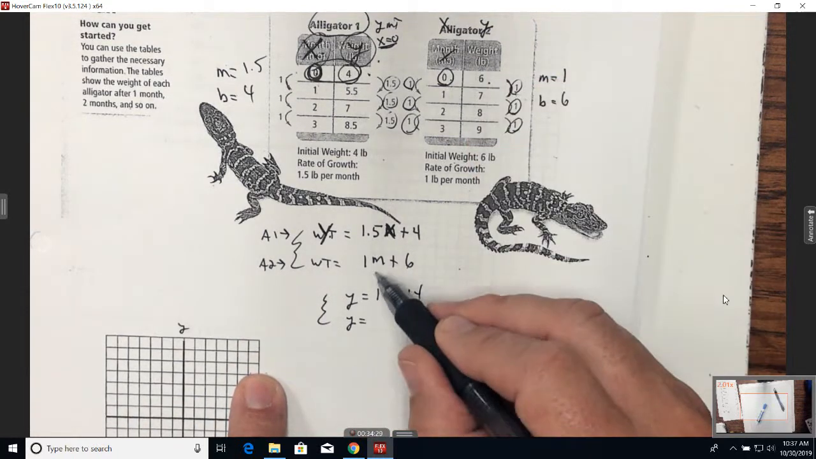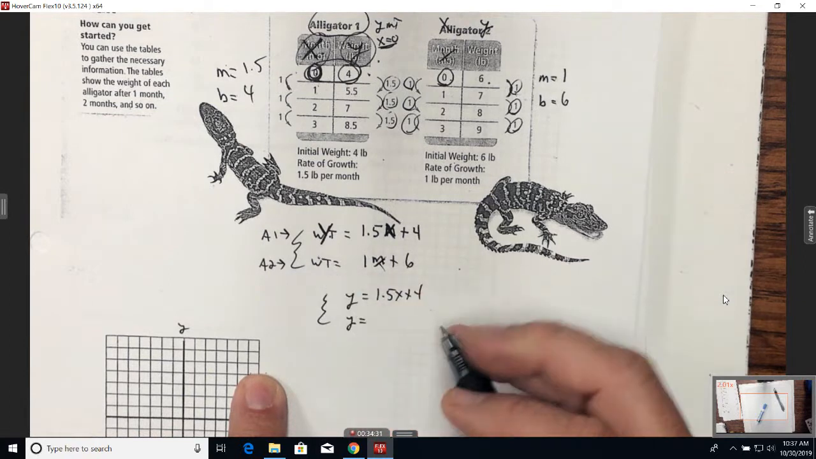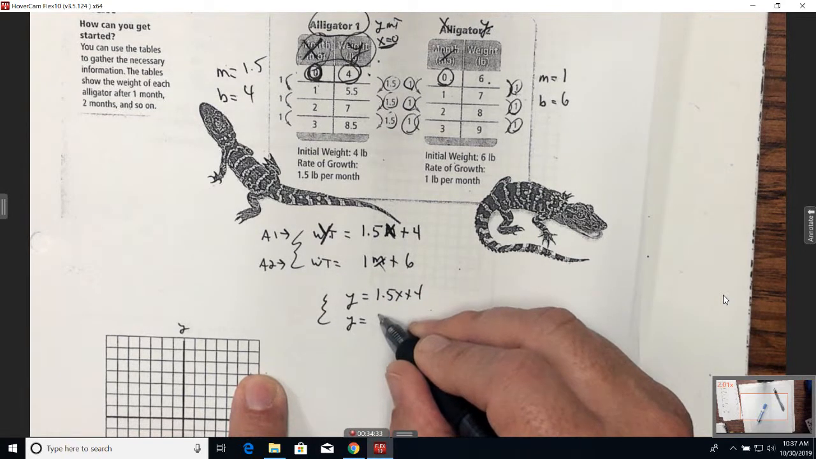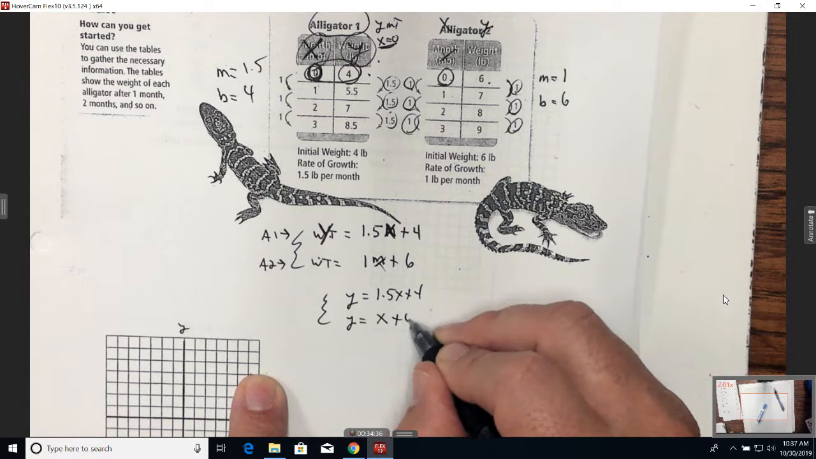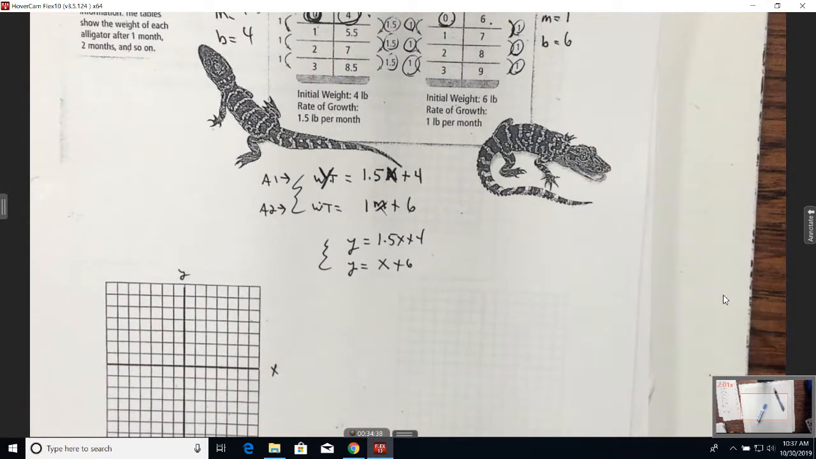X is the months, so this would be an x, and the weight would be y. So y is equal to 1x, which is just x plus 6. Now let's do this with pencil and paper.